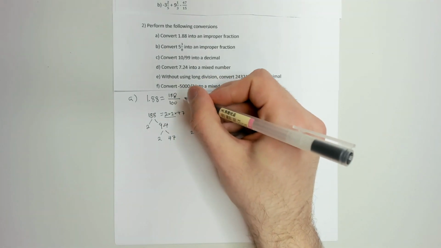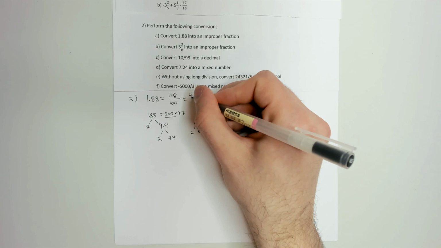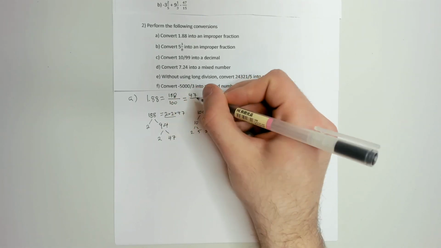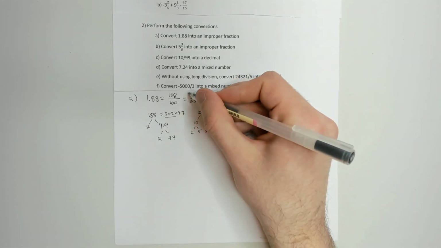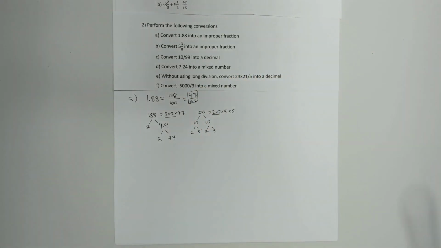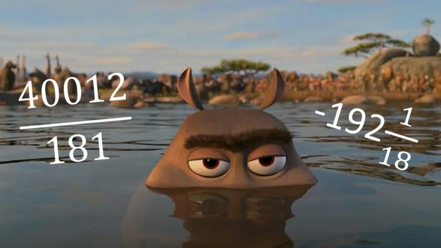So we can divide both of these by 4. So the top, we're going to get 47. And the bottom, 100 divided by 4, is 25. So it looks like 47 over 25 is going to be our answer for part A. That type of conversion was covered in episode 28 of the series.